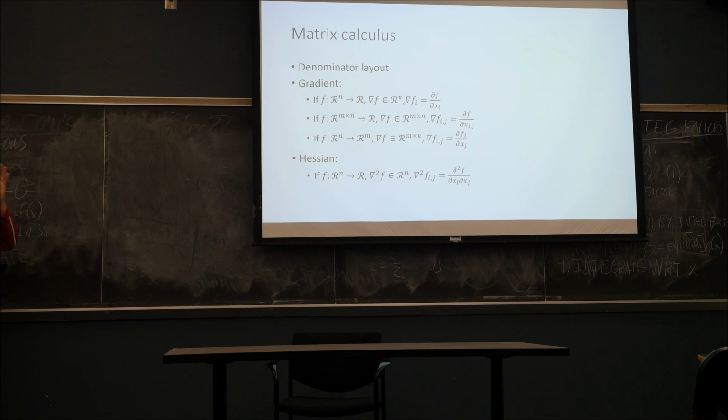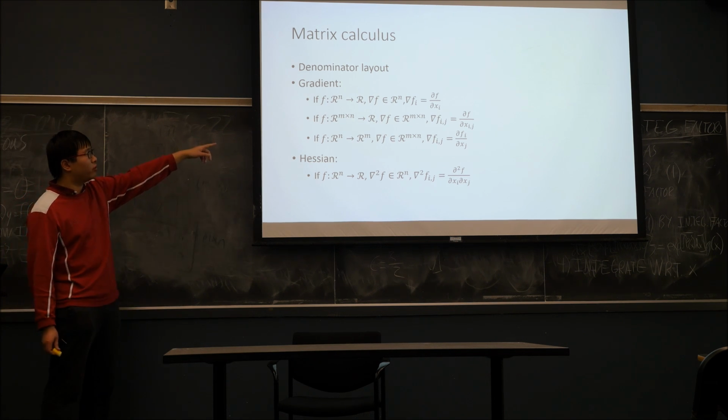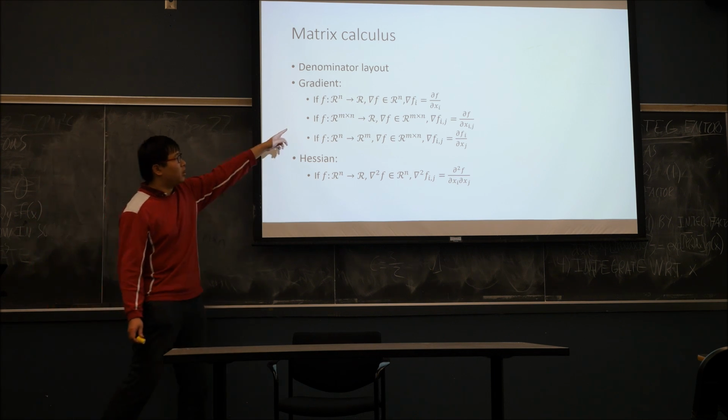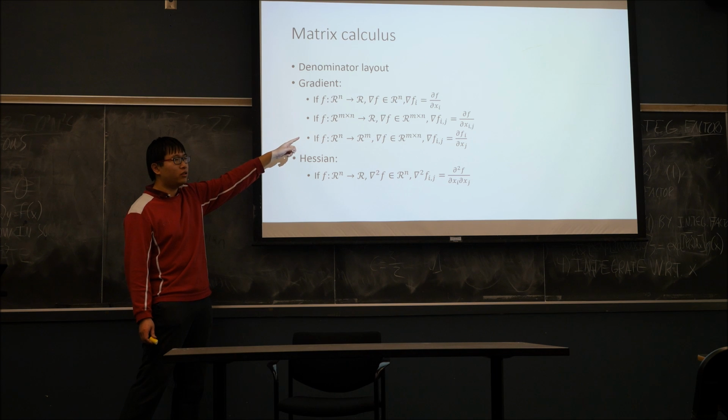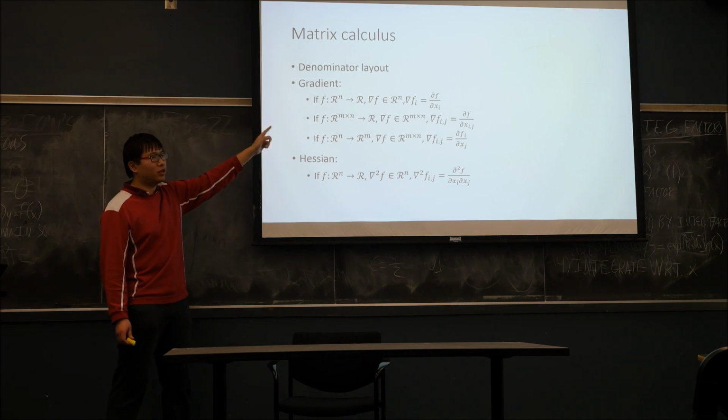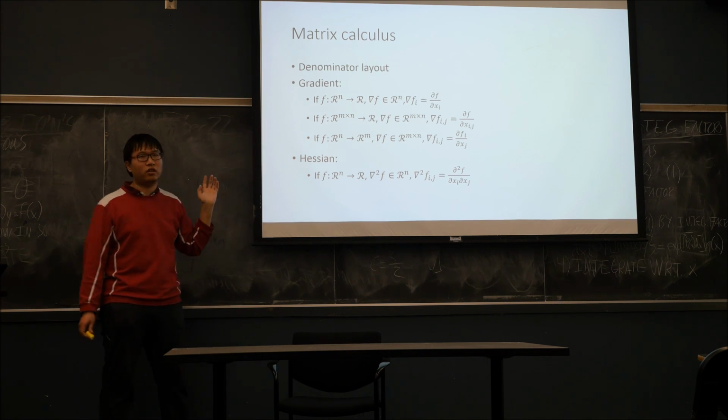There are actually two columns for each layout. For numerator layout, you actually switch the rows and columns. So if you end up with a row vector in numerator layout, it's going to be a column vector in the denominator layout. That's the only difference.